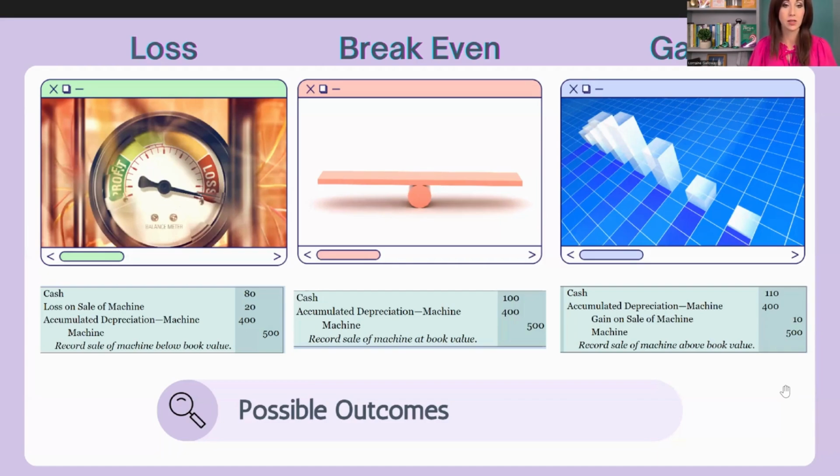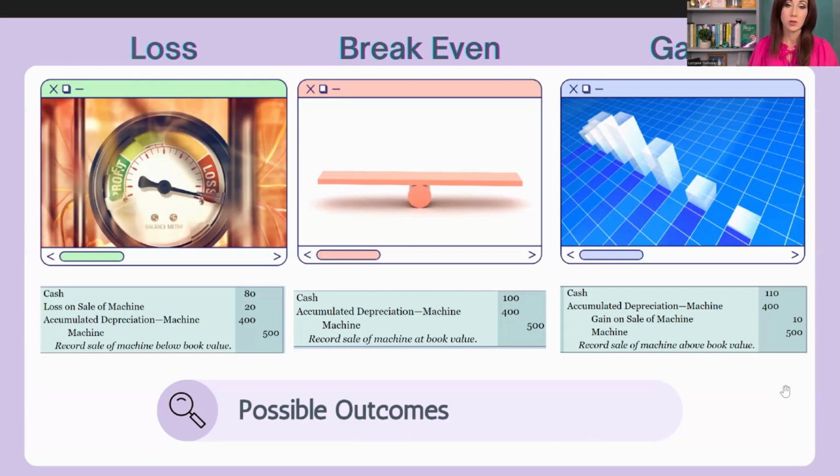So in the first example with the loss, you would take the 500 minus 400 minus 80 and you'd realize that there is a loss of $20 there. And then you would record in the sale of machine below in the book value that there was a $20 loss to make this difference. And that is going to be debited so that both sides match. So if you have to debit the amount for it to balance, you know you have a loss. If the amount that it depreciated and the cash received does not match the value that it was bought for, you have a loss.